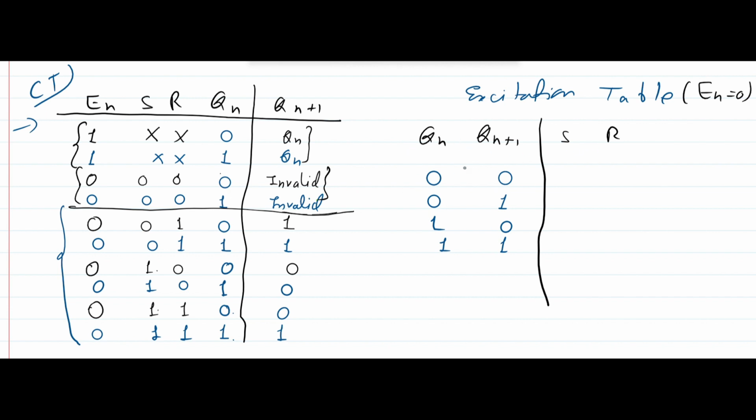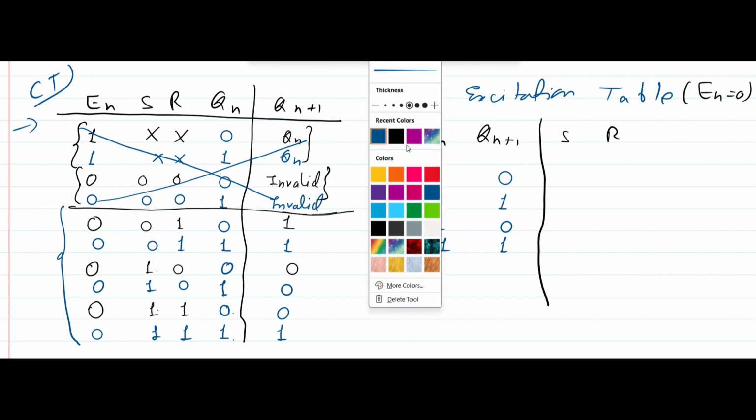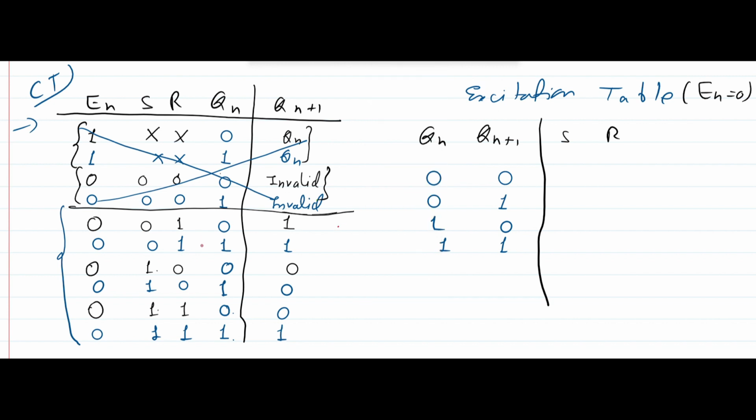So what is the required SR? For 0 0, where is my 0 0? This case I will not focus on. So let me see where my 0 0 case is. 0 0 is here, and the 0 0 case is at these two places. And if you see here, for this 0 0, my S value is 0 and R value is 1, and for this 0 0 case, S is again 0 and R is 0. So S is 0 and R I don't care.